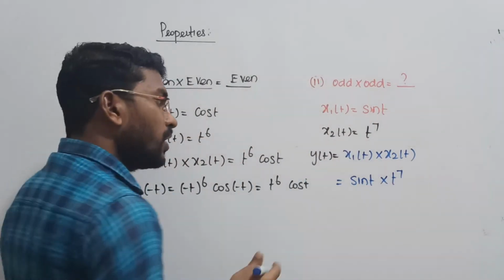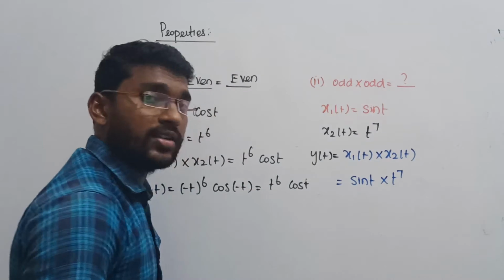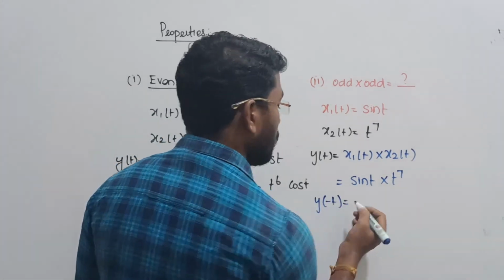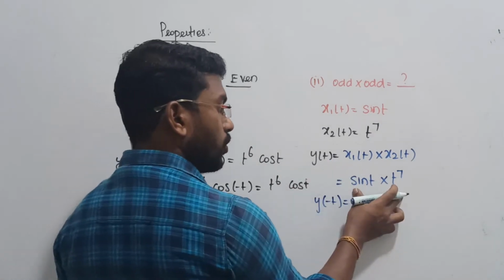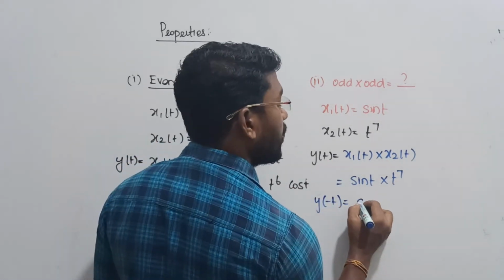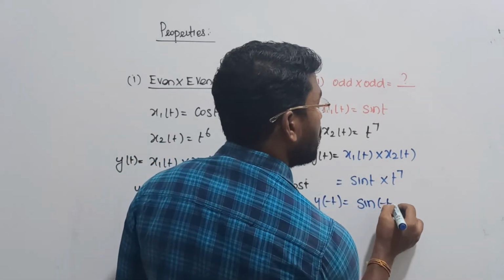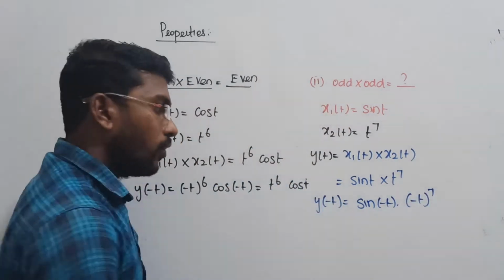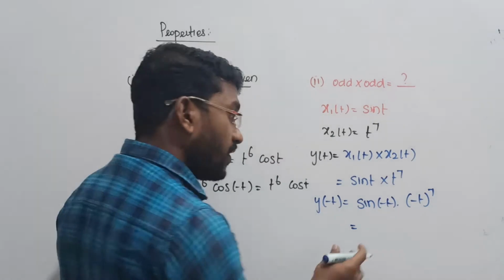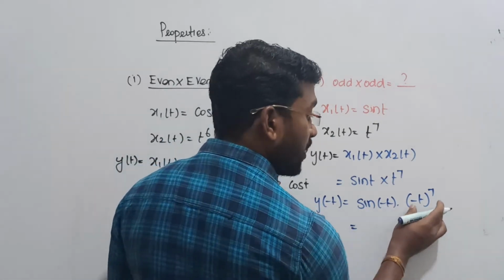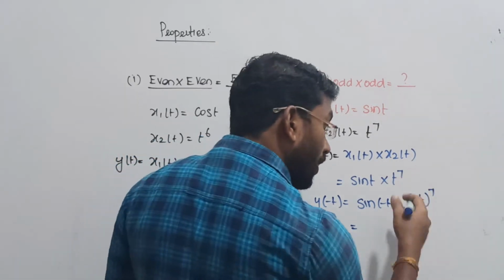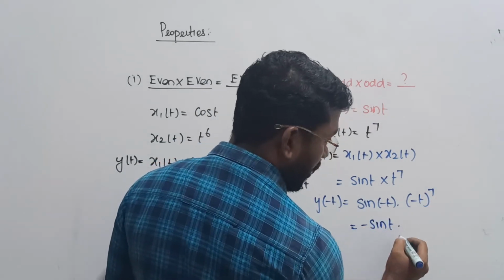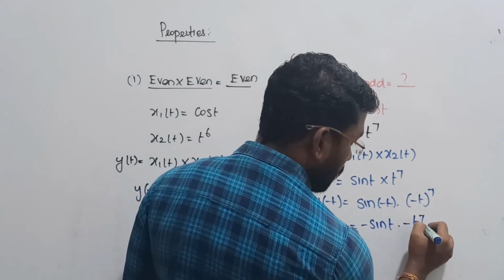Shall we check now? This is the resultant, multiplication of two odd signals. In the resultant, what will happen when the odd signals are multiplied? Next, y of minus t. First, y of t is known. Find the value of y of minus t. That is going to be sin of minus t into minus t whole power 7. Now, what will you get? Sin of minus t will give you minus sin t, into minus t whole power 7 will give you minus t power 7.